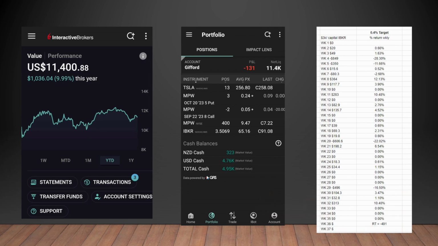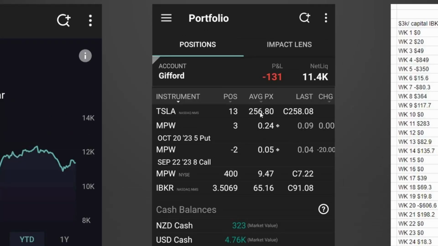So if you've been following my channel, you know that I've gone a little bit conservative this year. I haven't decided to do big gambles in 2023 with my options trading. So I'm still a little bit risky because I am invested in companies. And you can see here, this is my current portfolio. You can see I've got 13 shares in Tesla with an average price of $256.